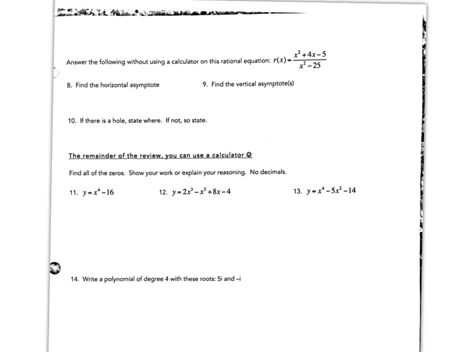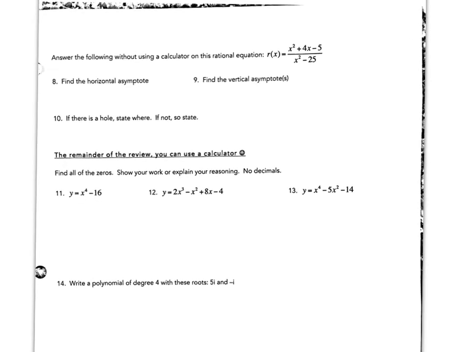Eight, 9, 10, all on the non-calculator part. First thing you better do is factor this thing, because if you have a hole in the graph, you've got to get rid of it first. So make sure you factor this before you do anything. Multiply to get to 5, add to get to 4. I always say add, but you know I mean subtract as well.